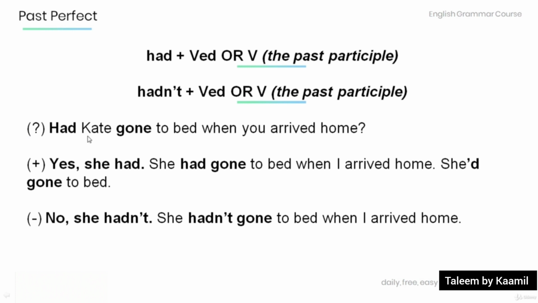Question form. Had Kate gone to bed when you arrived home? Positive sentence. Yes, she had. She had gone to bed when I arrived home. She'd gone to bed. Negative sentence. No, she hadn't. She hadn't gone to bed when I arrived home.